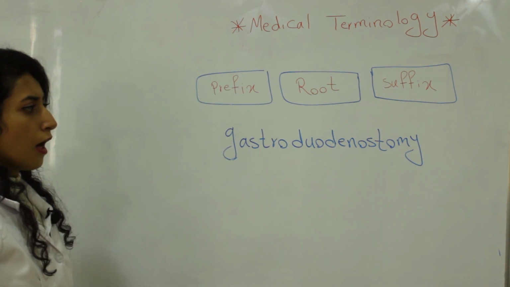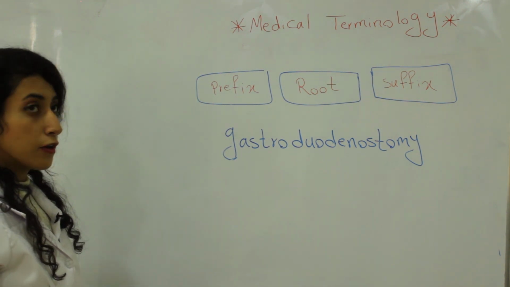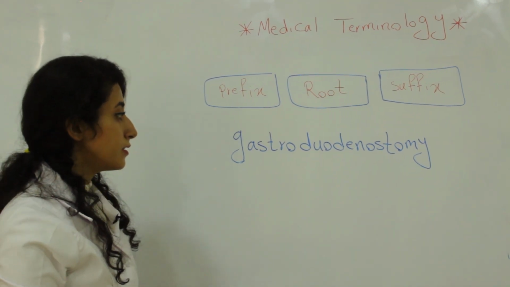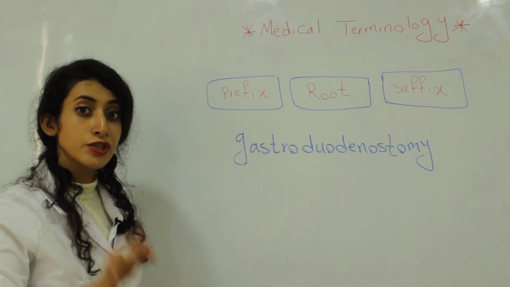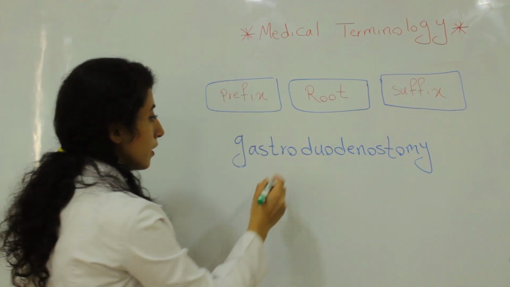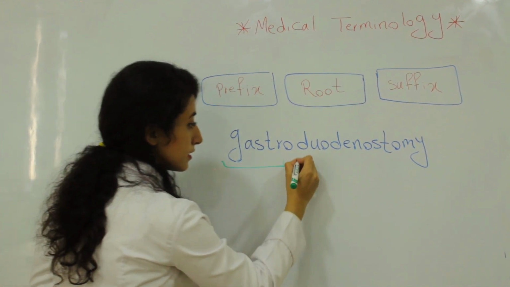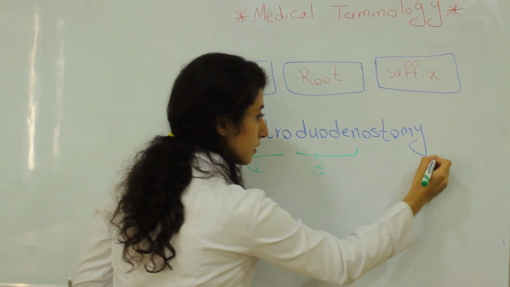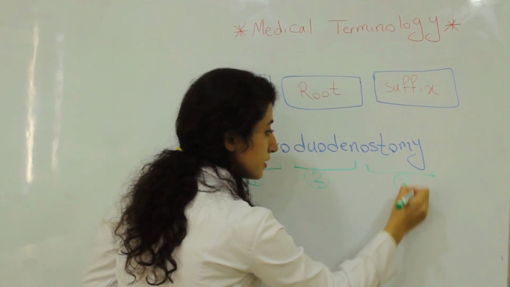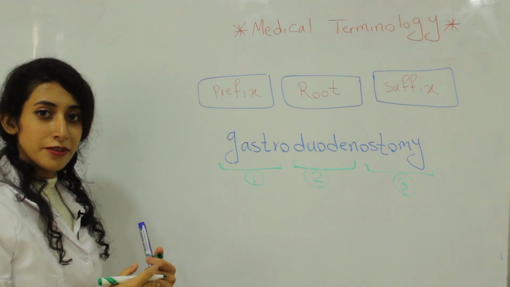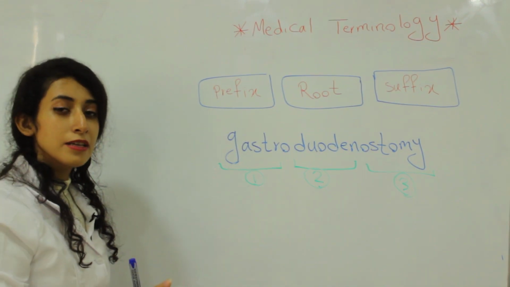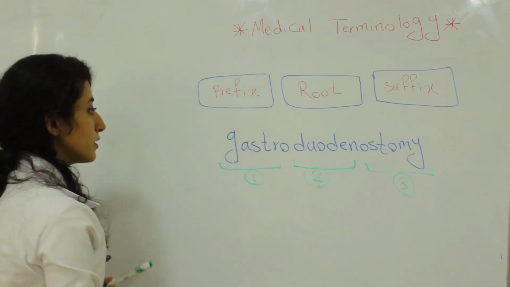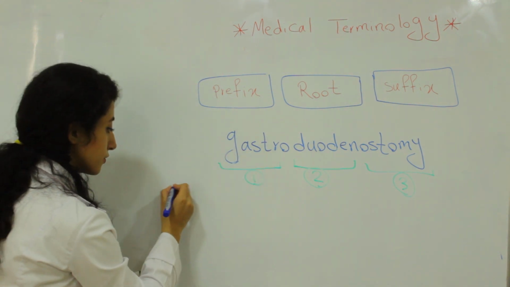As I see here, it's difficult to understand the meaning of that. But in detail, I can see that it has 3 different parts: the first part, the second part, and the last one. These 3 parts are added to each other and make a word that we can translate and make easier for us. So let's start.